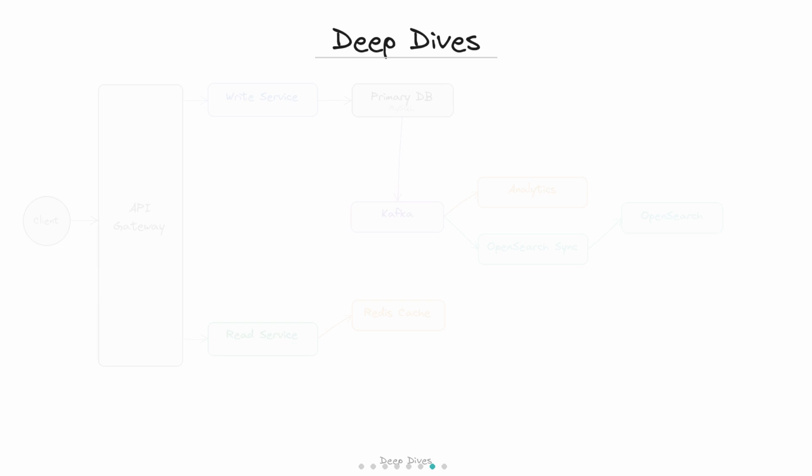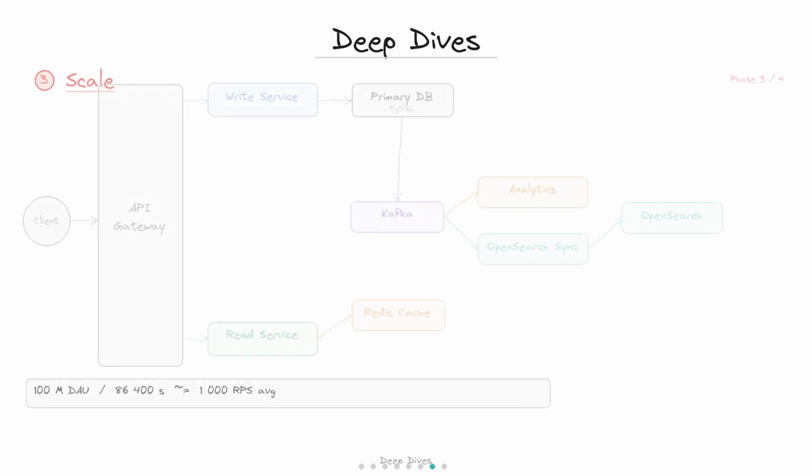Deep Dive 3. Scaling to 100 million daily active users and 1 billion stored URLs. 100 million users divided by roughly 100,000 seconds in a day gives us about 1,000 requests per second on average. But traffic spikes hard during business hours and viral events. Realistically, we need to handle 10,000 to 100,000 requests per second at peak. A single server handles about 1,000 requests per second.